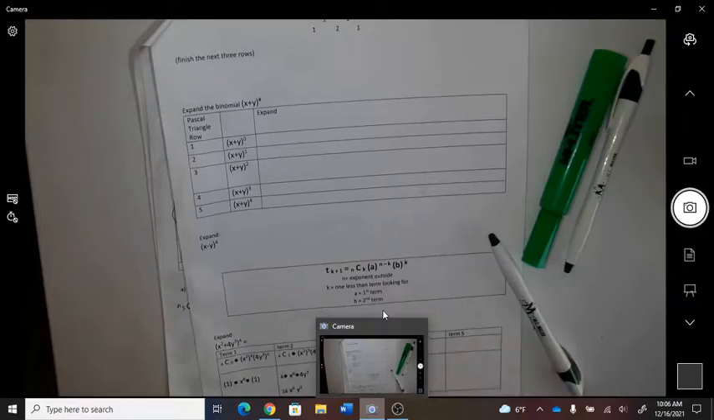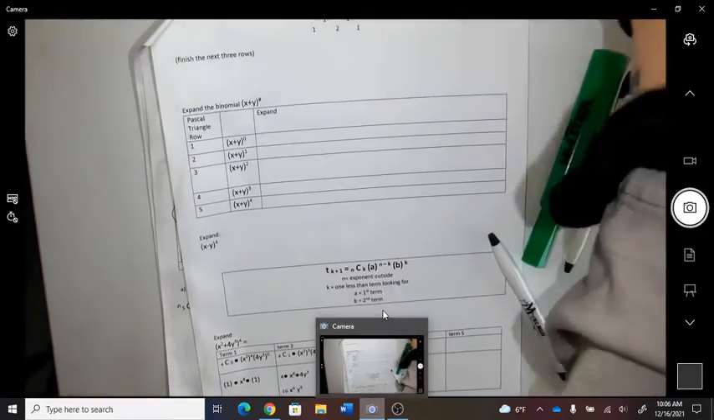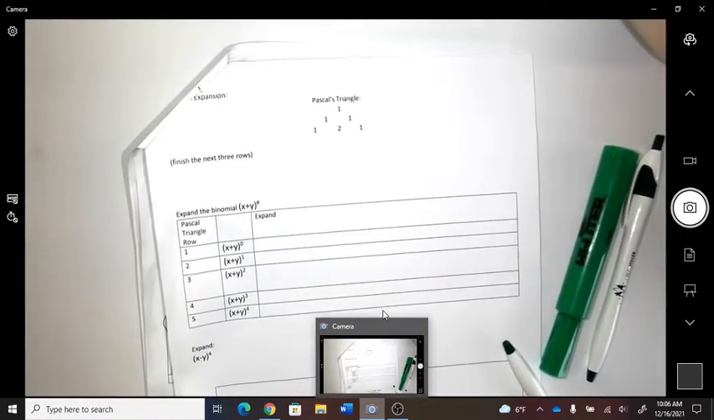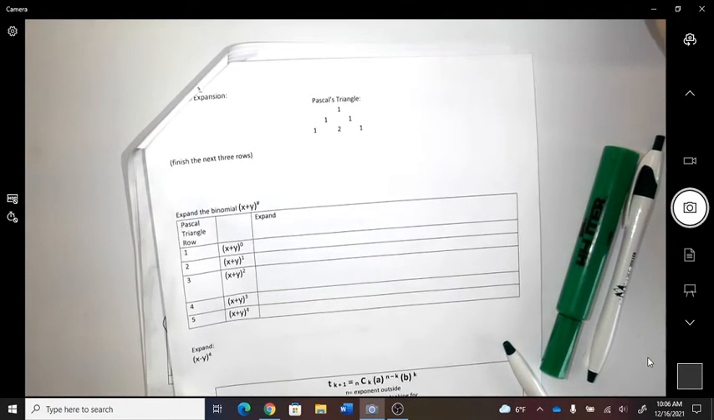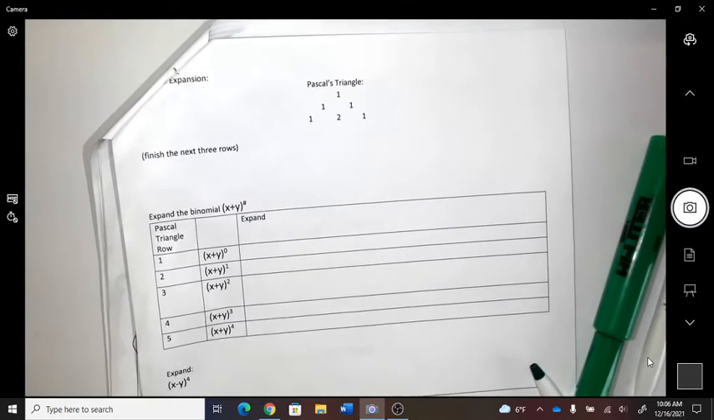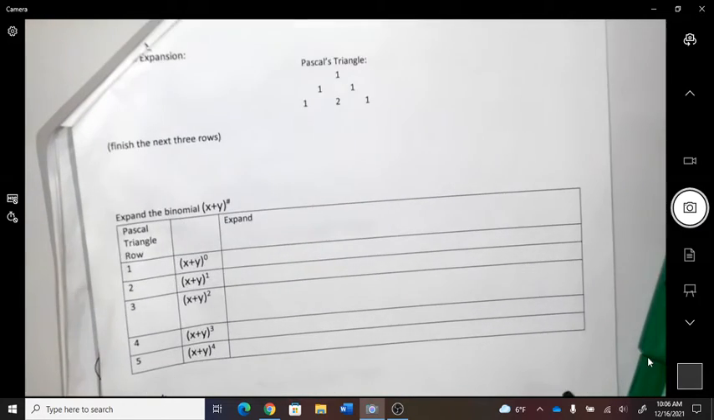Okay. So this is the last section of this whole book. It's called the Binomial Theorem. So we're going to learn a few different things today. Okay, so this is called Pascal's triangle.